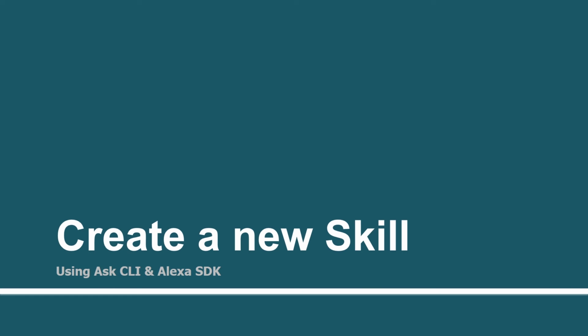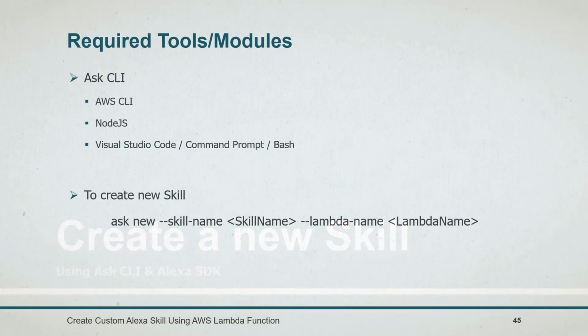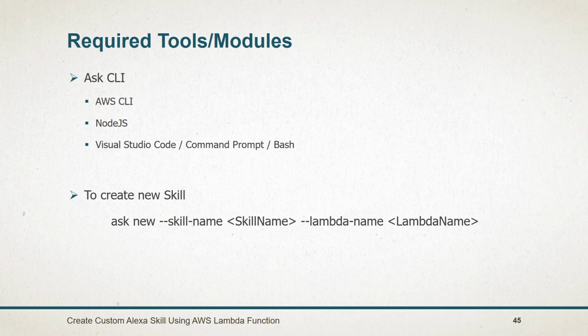In previous session we have created skill using skill kit and Lambda function using AWS console. Amazon also provides CLI to create or manage skill and Lambda function directly from the terminal. For this, we need to use Ask CLI. It provides some commands via Node.js, so we need to install the node first. We also need to install AWS CLI if you also want to deploy Lambda from Ask CLI.